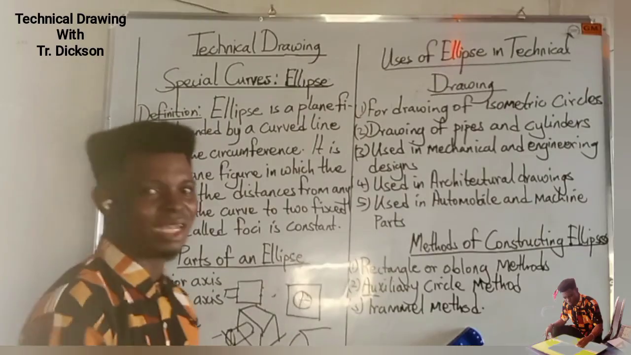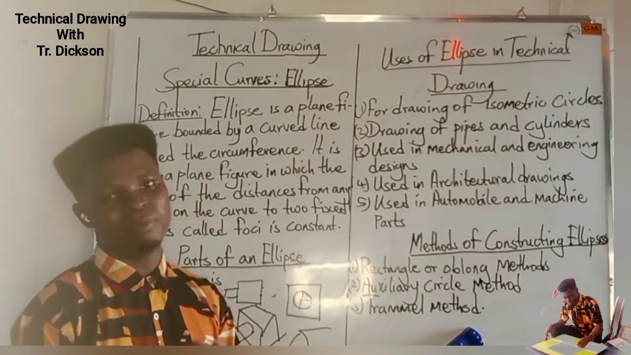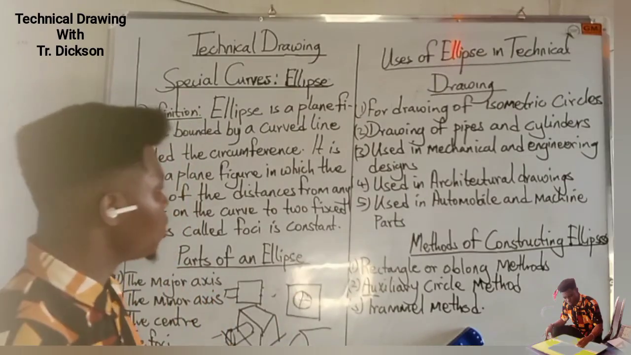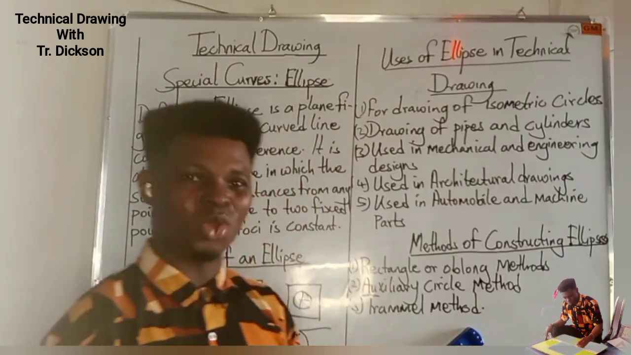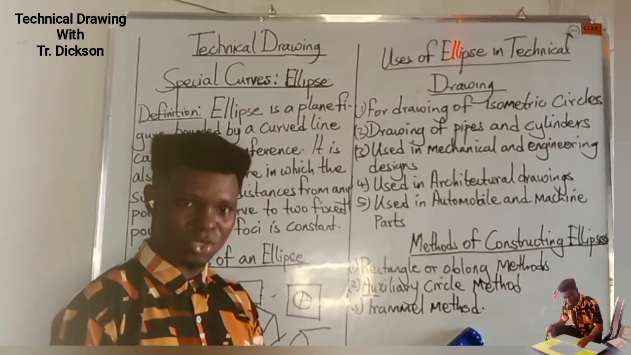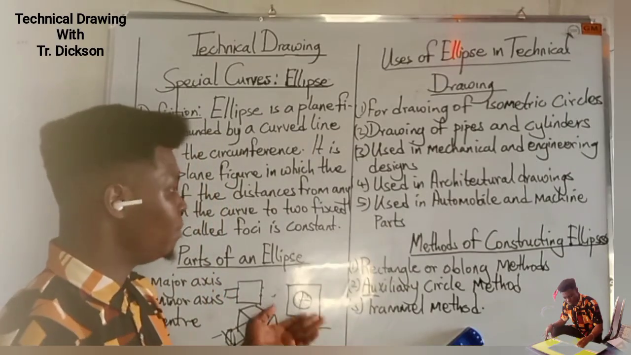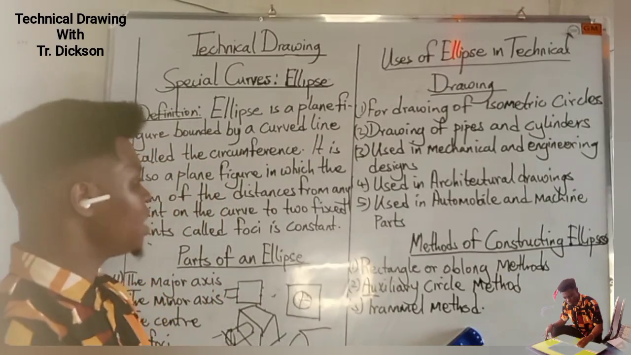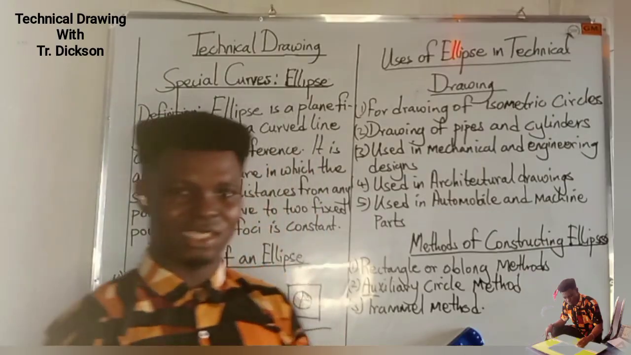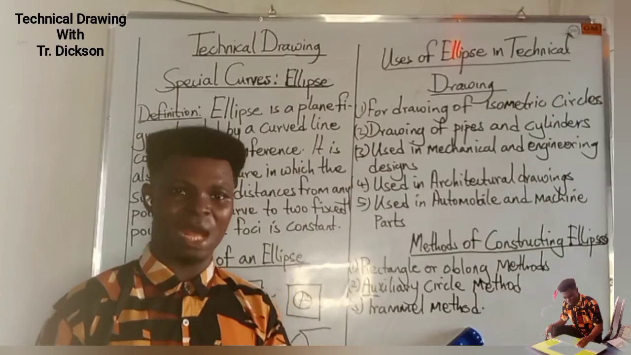Right? We'll talk more on this as we go to assembly drawings and maybe isometric and so on. Also, number 4, it is used in architectural drawing, the drawing of plans, design of building, construction plans, and so on, blueprints. Number 5, it is used in automobile and machine parts. It is equally used in automobile and machine parts.